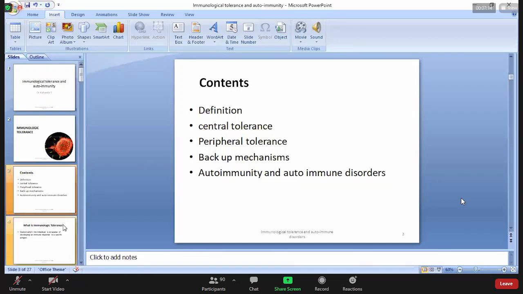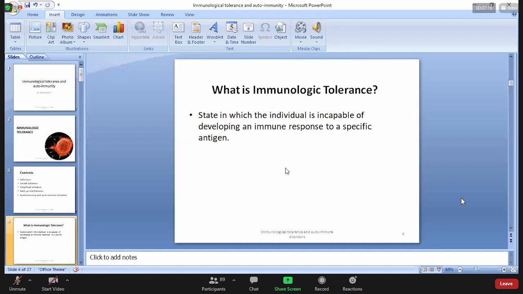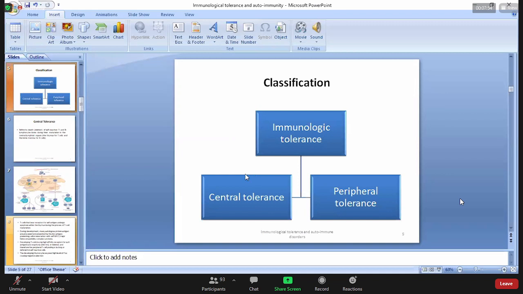so that then we can tell what happens when someone becomes intolerant to their own antigens. So immunological tolerance is actually a state in which an individual is incapable of developing an immune response to a specific antigen. And in this case, if you talk about self-tolerance, then the body is incapable of developing an immune response to its own antigens. So you cannot destroy your own red blood cells, you cannot destroy your own tissues, because the body has mechanisms in place that stop this from happening. So if this fails, then you end up getting autoimmunity.